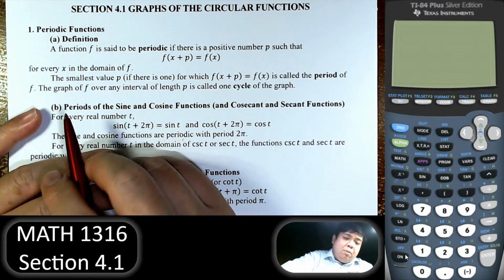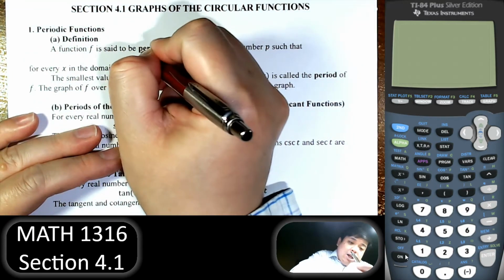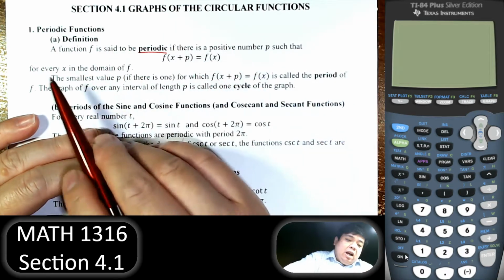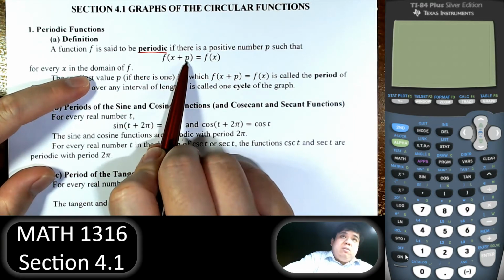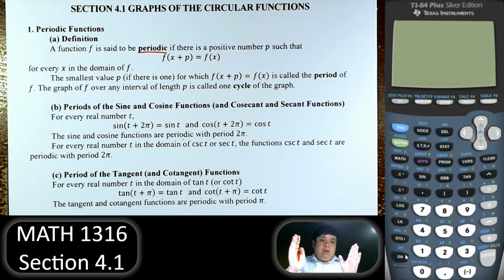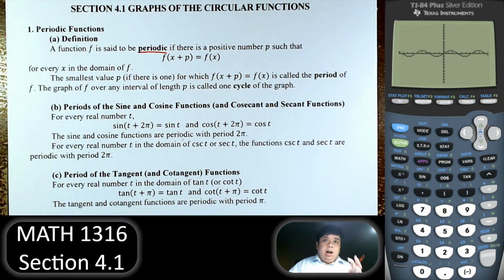So what does it mean for a function to be periodic? A function is said to be periodic if there is a positive number p such that for every x in the domain we have f of x plus p equals f of x, meaning that the y values will repeat themselves after a period p. So let's look at the graph again. The y values will repeat themselves after a constant p called the period.